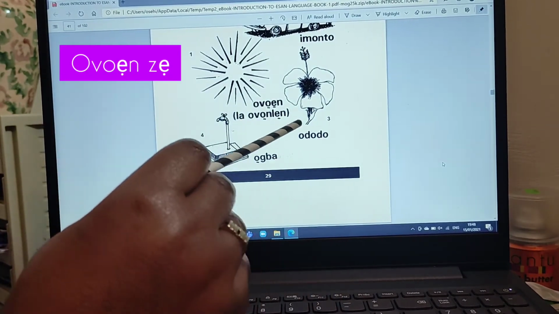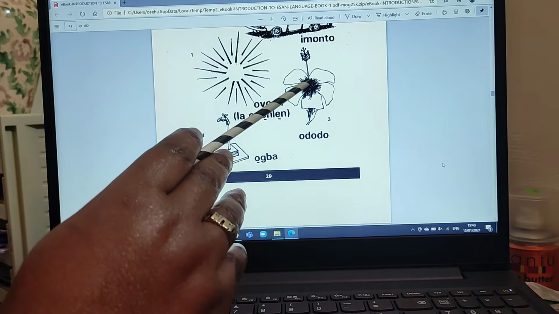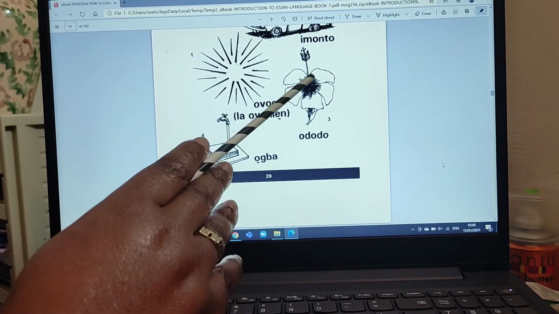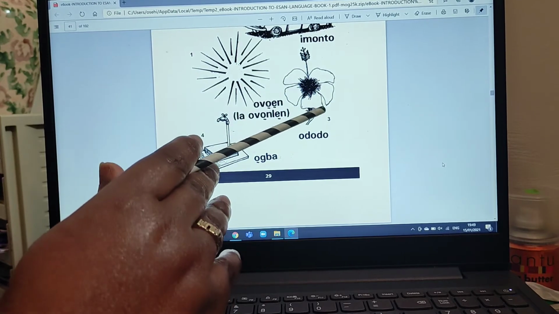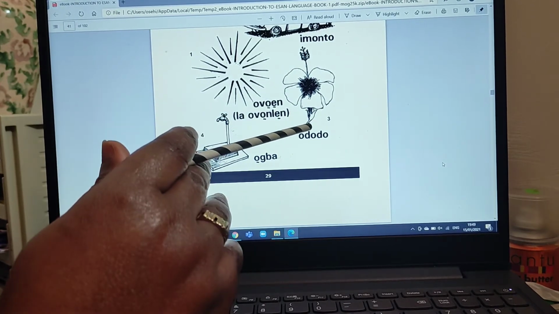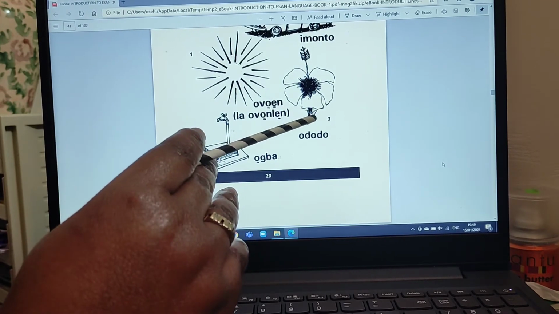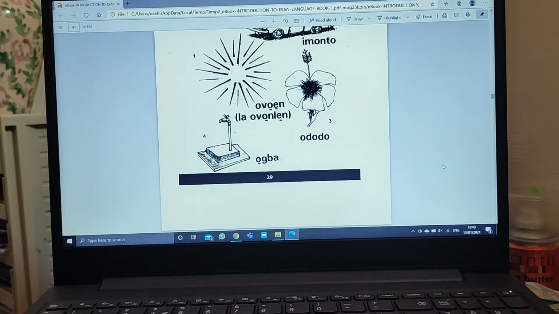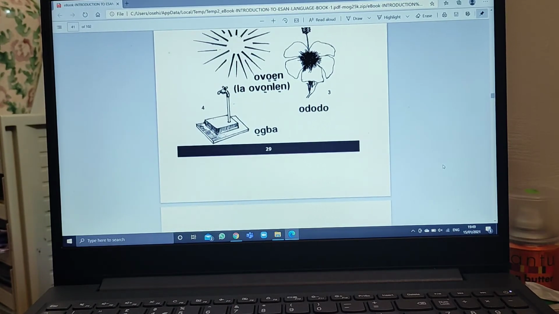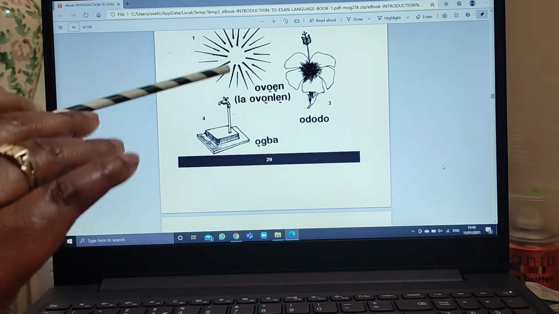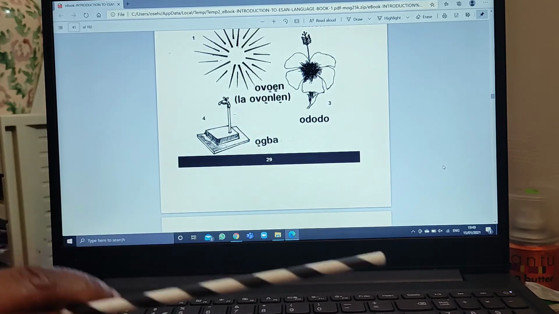Then this next one is ododo. Ododo can be any form of flower. You can see it's represented here as hibiscus flower. For those who grew up back home, hibiscus flower was one of our most popular. I used to like this flower a lot. Whenever I see hibiscus anywhere now, either in a book or in real life, it brings back childhood memories. I remember very well we girls used to pluck this and put it on our heads. It was very nice, one of my favorite flowers actually.